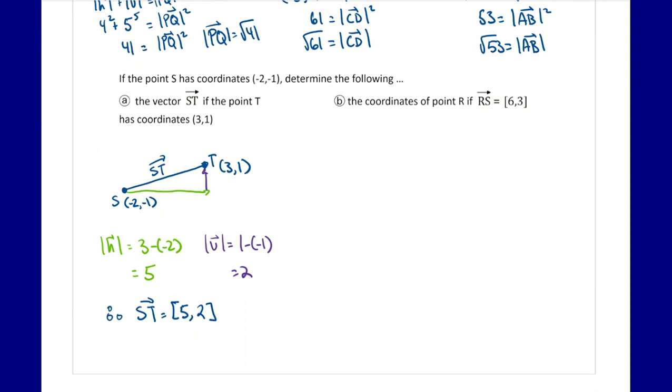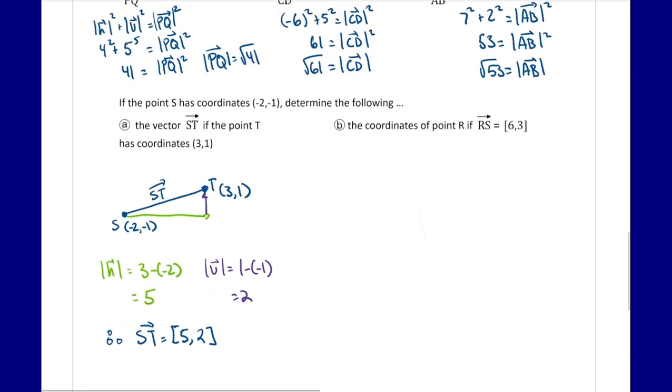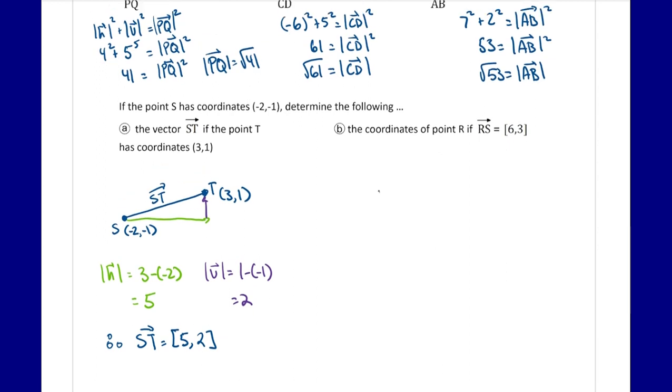What are the coordinates of point R if vector RS is 6 and 3? So RS is 6, 3. I know S. So if S is here, R has to be somewhere down here. We didn't talk about this too much, but RS basically is telling us what the start and what the end is. So R is the first part, S is the ending. So when I'm drawing it, it's going to head in this direction. So S is going to be the ending. I know S is -2, -1.